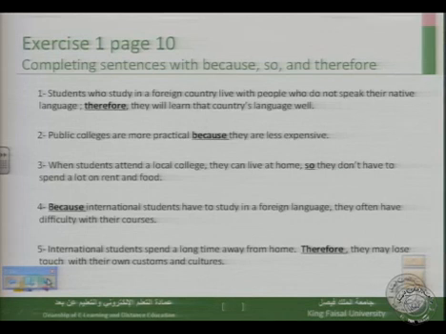Number 4, because international students have to study in a foreign language, they often have difficulty with their courses. And the last one, number 5, international students spend a long time away from home, full stop, therefore they may lose touch with their own customs and cultures. You have to pay attention to punctuation and capitalization when you use these connectors.